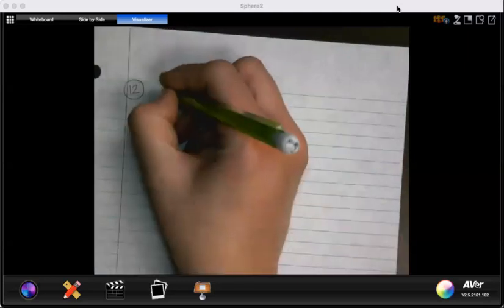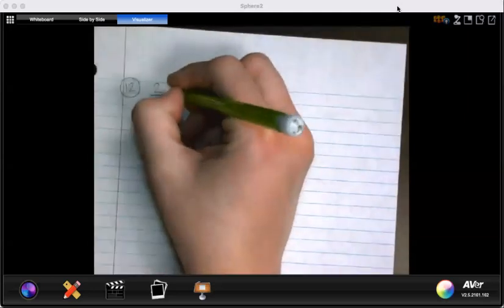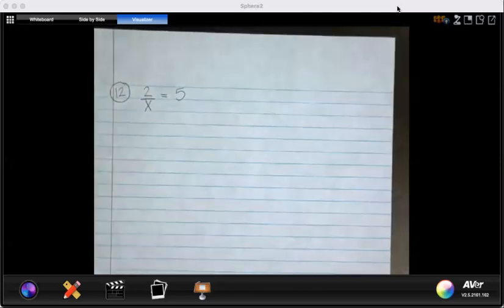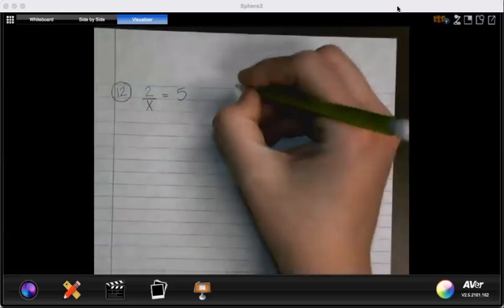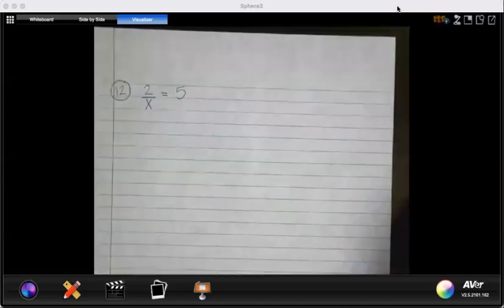Next problem we have: 2 divided by x equals 5. In this case, the first time we've seen this, we have a variable in the denominator. This is another situation where we can't simplify as is and we can't leave it as is.